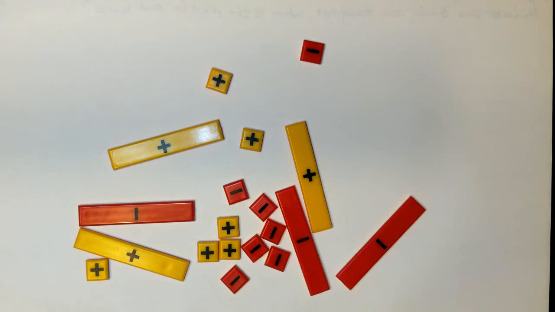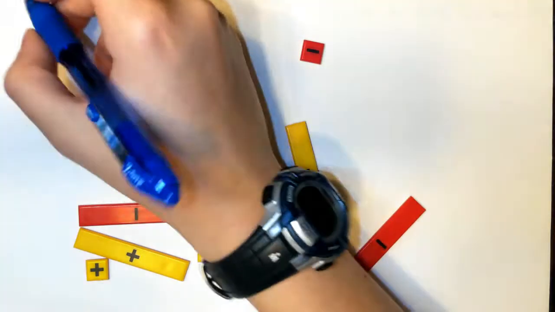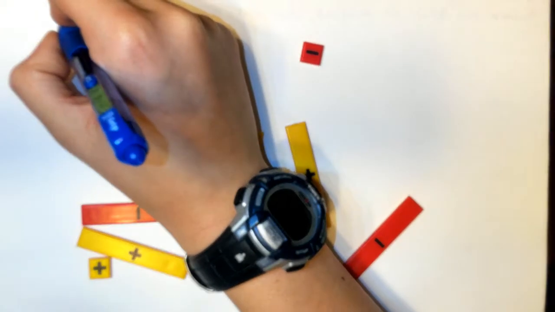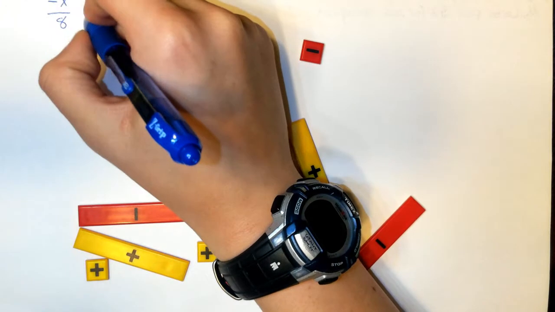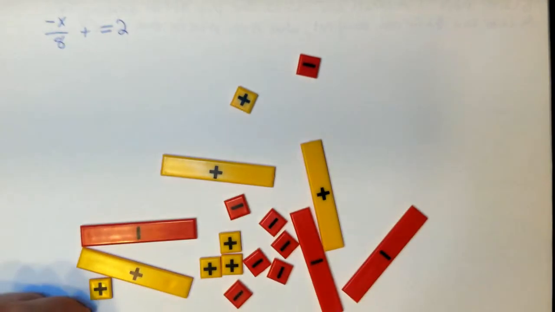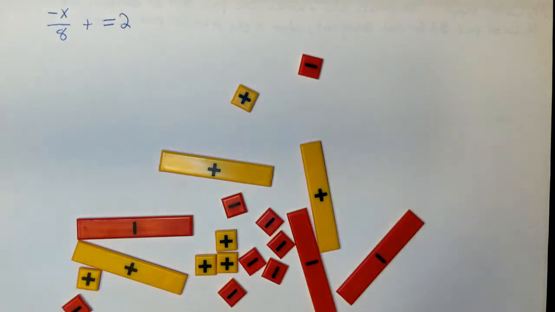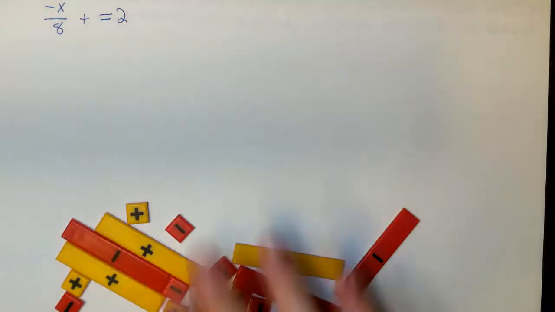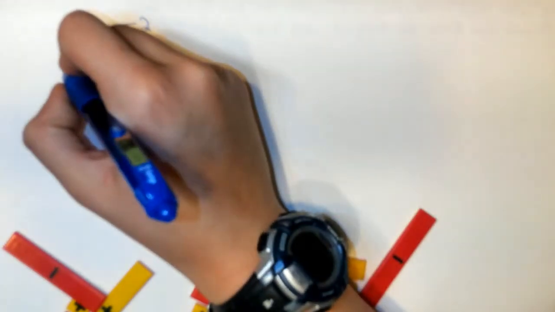So let's look at a couple examples. Our first example is going to be negative x over 8 plus 1 is equal to 2. So let's go ahead and represent that equation in algebra tiles. We can also rewrite this equation to get x over negative 8 plus 1 is equal to 2.